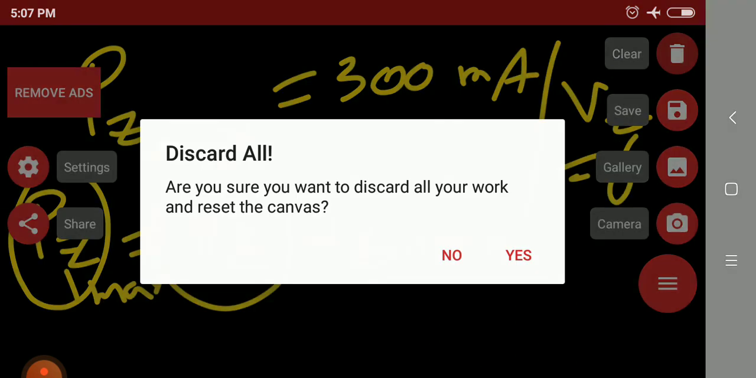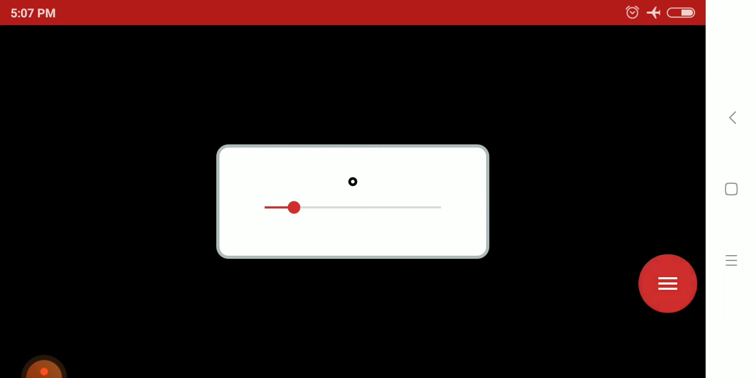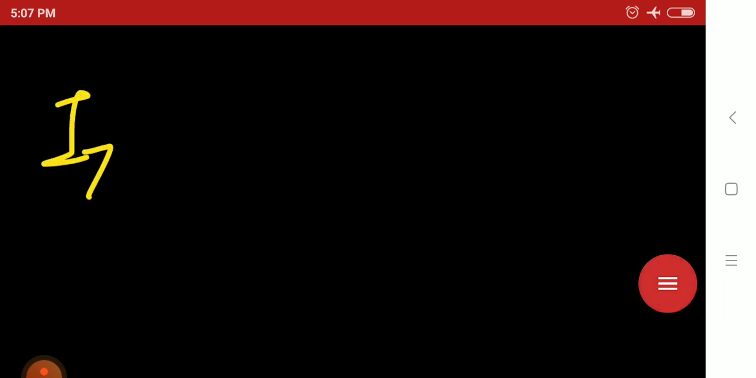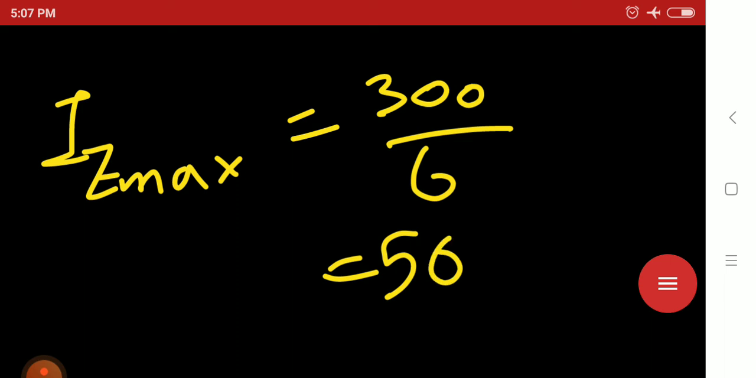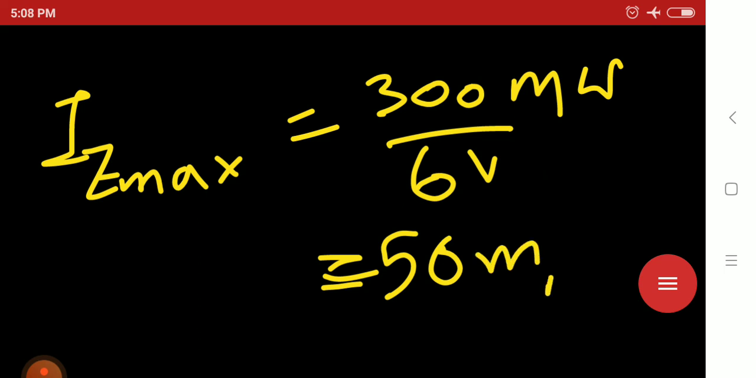So what can we obtain here? We can obtain Iz max equals 300 by 6. The power unit was 300 milliwatt, and the voltage is 6 volt. That means 300 milliwatt by 6 volt will be given by 50 milliampere. 50 milliampere is Iz max.